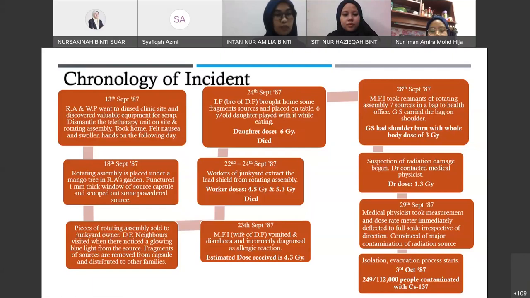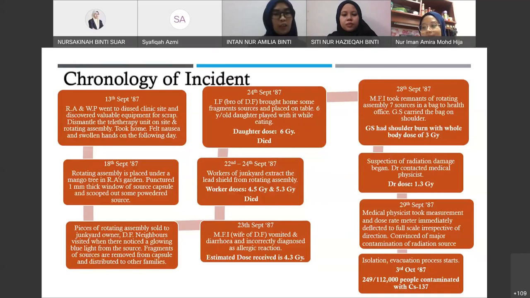On the 18th, the rotating assembly was placed under a mango tree because they hadn't finished dismantling the unit. They tried to puncture the 1 millimeter thick window of the source capsule and scoop out some of the powdered source. And this was the initial trigger of this unlucky incident, scooping out the powdered source, not knowing the characteristics of the source and everything.